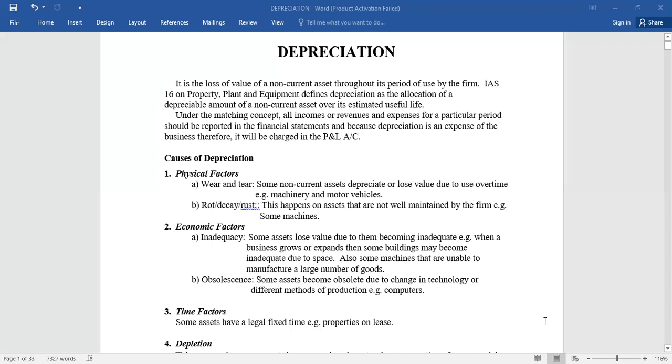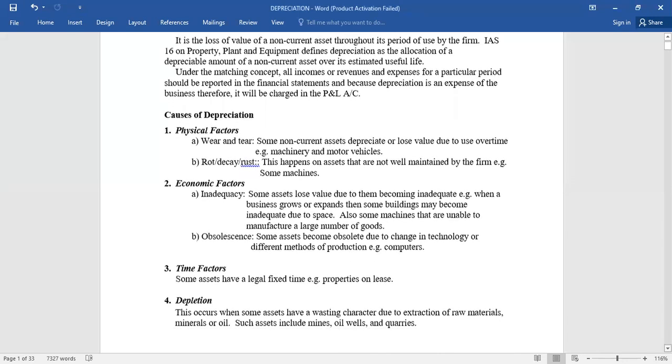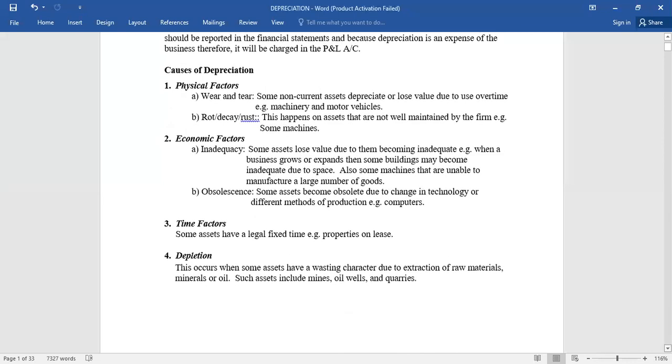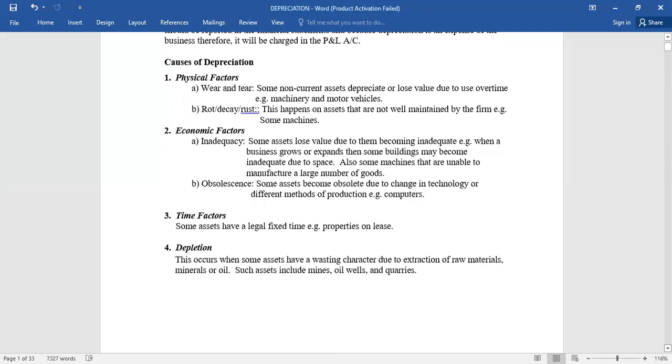Then the third cause of depreciation is due to time. Some assets will have some legal fixed time. For example, if you are having a lease of 5 years, we expect after 5 years that the lease will have expired. Then of course, depletion. For example, mines. If your business is, let's say, extraction of minerals from a quarry, we expect after some time that the quarry will deplete. All the minerals that are there will be used.